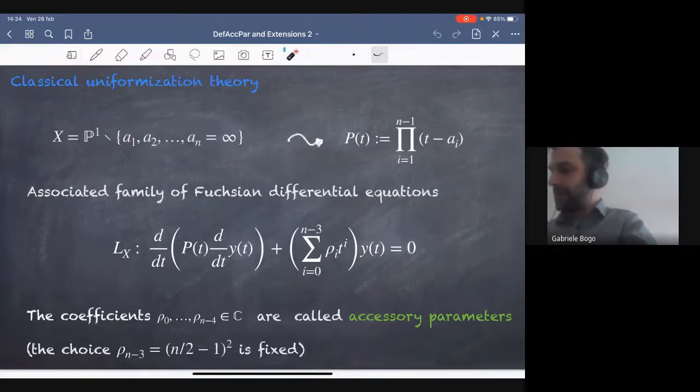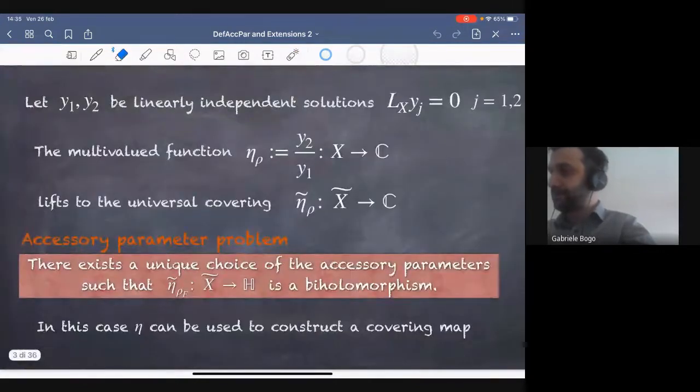So in particular, the local monodromies of the solution near the singular points do not determine the global monodromy of the differential equation, which is, for example, what happens for the hypergeometric differential equation. This is not the case here, and the global monodromy depends on the choice of these accessory parameters. And what we are going to do, at least in the classical theory, is all about finding the correct value of the parameter given a punctured sphere.